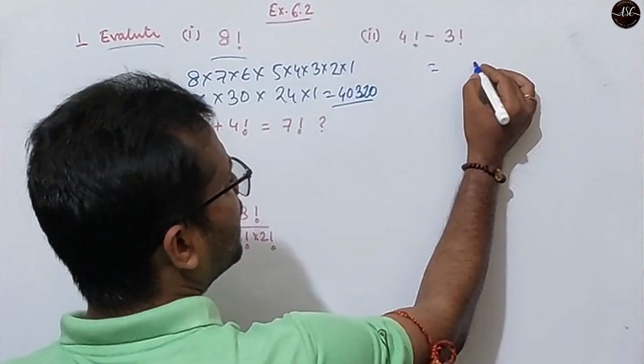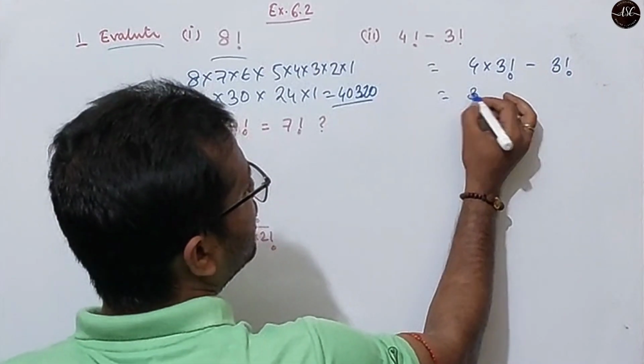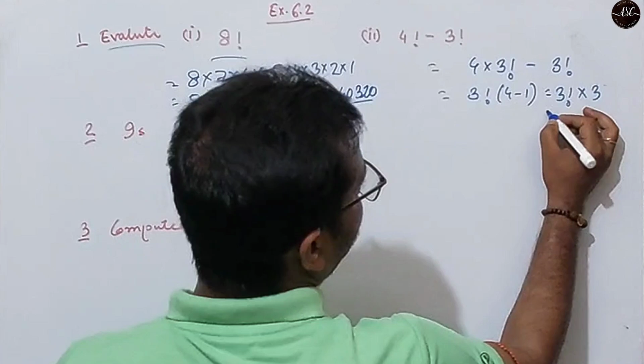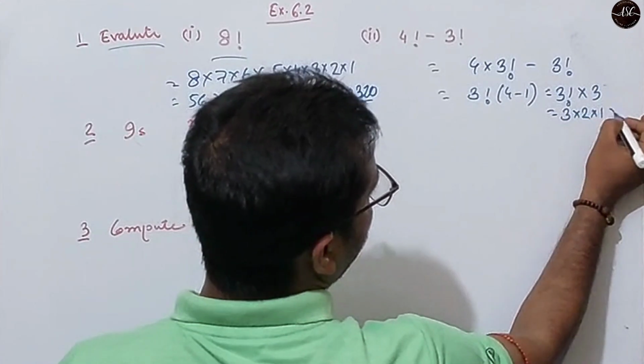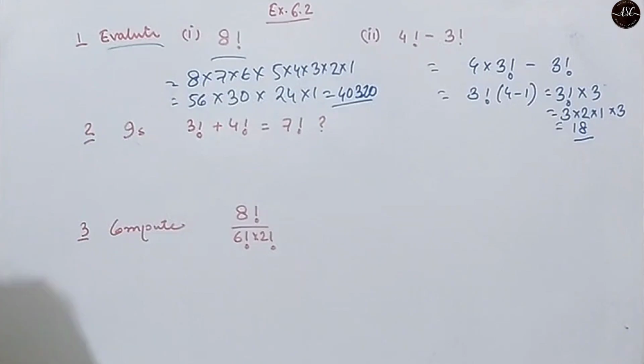Now for this, 4 factorial equal to 4 into 3 factorial minus 3 factorial. Just common this 3 factorial, we get 4 minus 1. That means 3 factorial into 3. That means 3 into 2 into 1 into 3. That means 9 into 2. That means 18 is the answer.